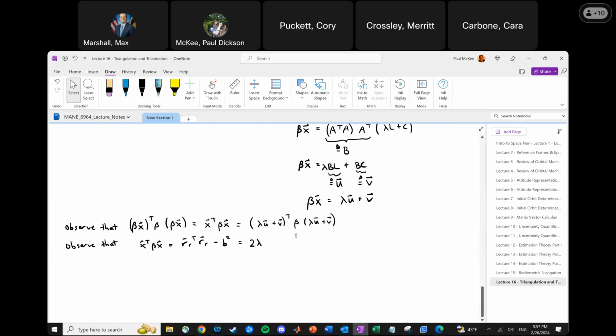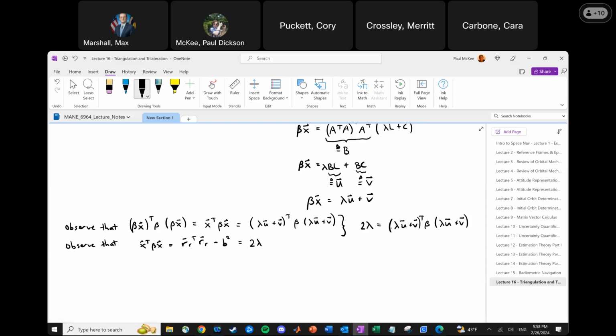Finally, what we're going to see in a second here is we're ultimately allowed to eliminate this x, and we're going to have an equation in terms of lambda. So if we know that x transpose beta x is equal to 2 lambda, but x transpose beta x is also equal to all this stuff on the right-hand side, and we combine this information, that gives us that 2 lambda is equal to lambda U plus V transpose beta lambda U plus V, where again, we know everything in U, we know everything in V, and we know beta. We're just looking for lambda. So let's clean this up a little bit.